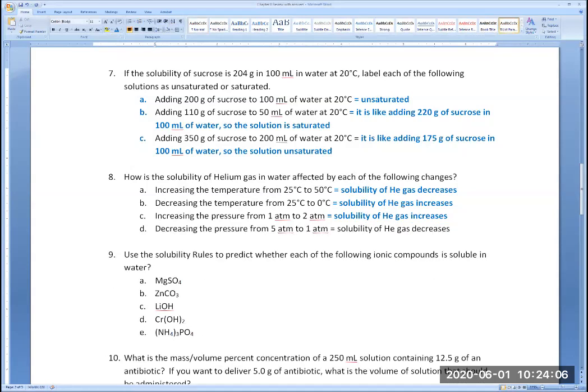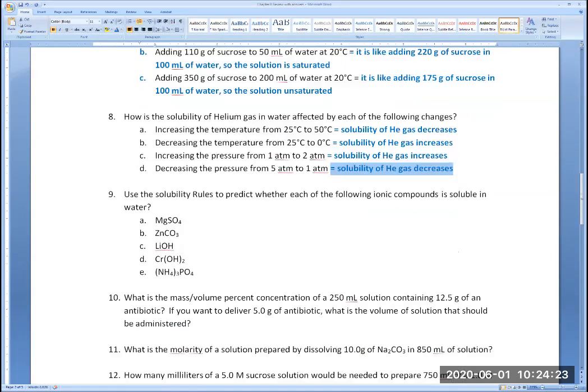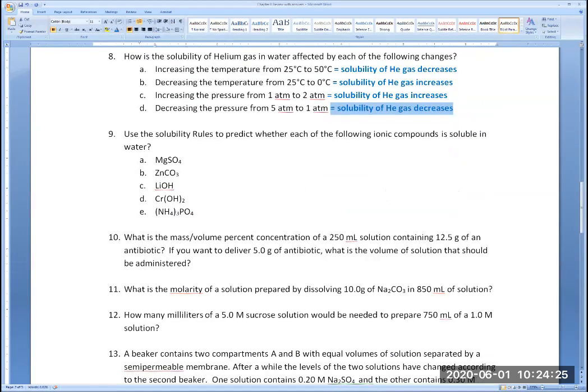Solubility of helium will decrease when you decrease the pressure above the liquid. You really have to think about it: a lot of pressure of gas above the liquid pushes that gas inside the liquid, so it's able to take more. You increase the solubility.